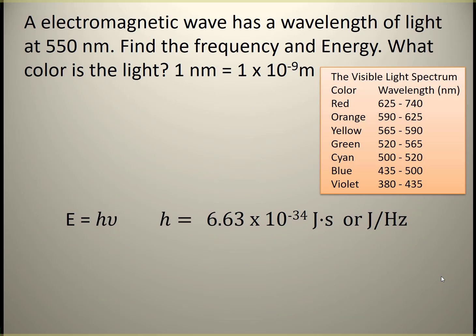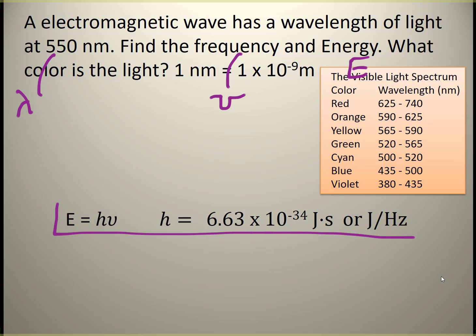Let's do another problem. Let's identify what is in the problem. It says an electromagnetic wave has a wavelength of light at 550 nanometers. So this would be the wavelength. And it says find the frequency, which is a little nu, and energy is an E. There is an energy formula. It's right here. This is also on your data sheet. And all of these formulas will be given to you on your test, so you don't need to memorize them. You just need to know how to use them.